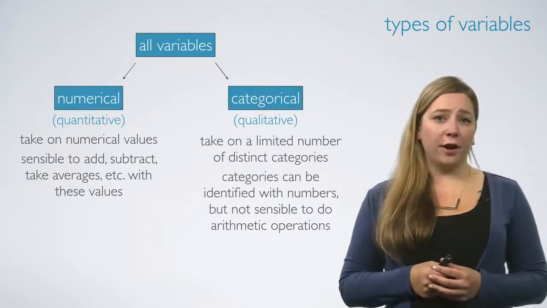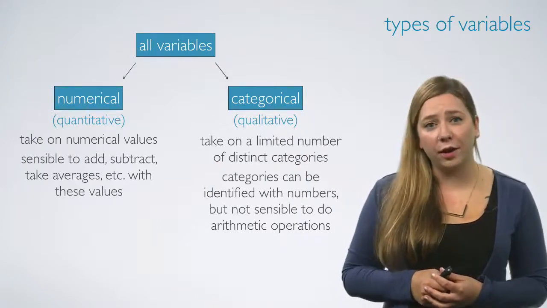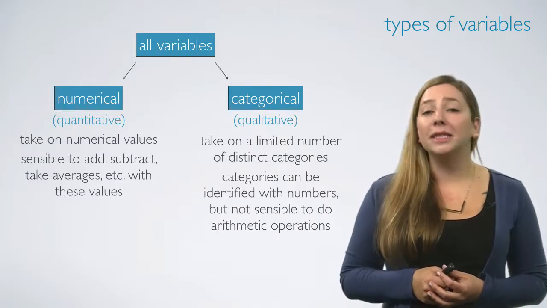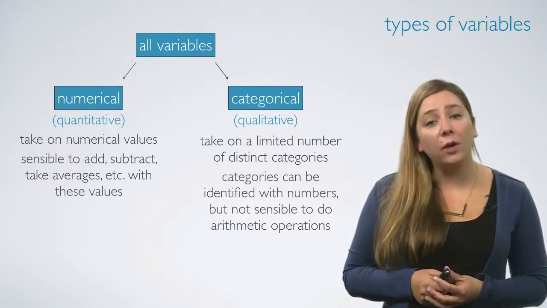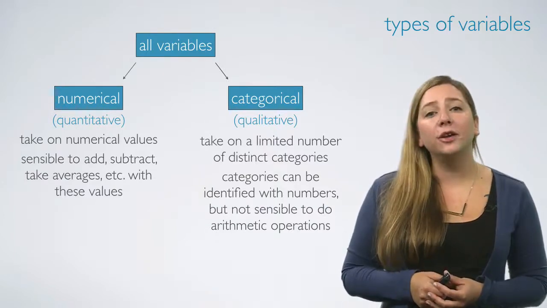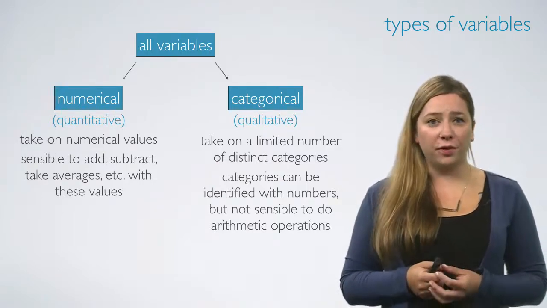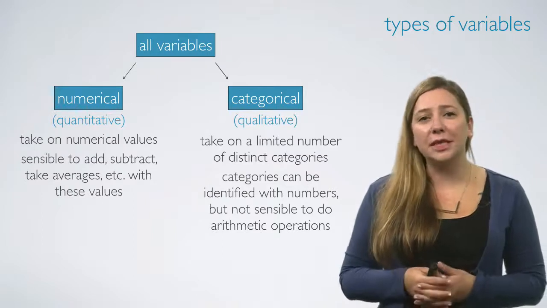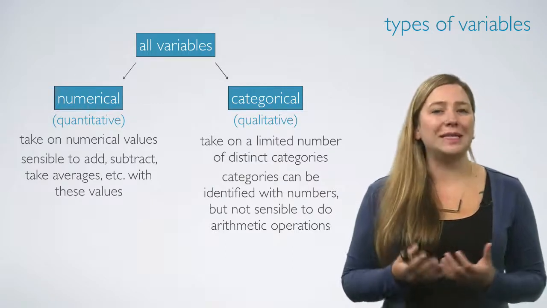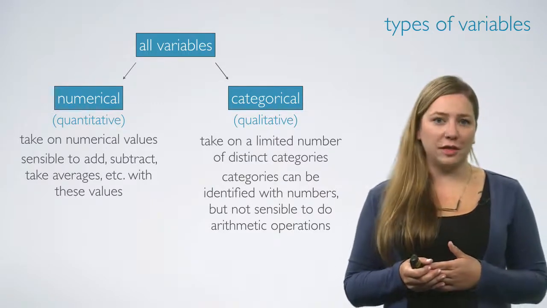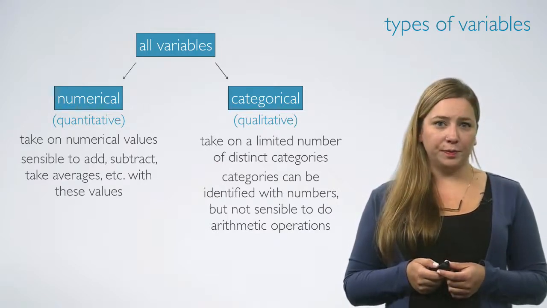There are two types of variables: numerical and categorical. Numerical, in other words quantitative variables, take on numerical values. It is sensible to add, subtract, take averages, etc. with these values. Categorical, or qualitative variables, take on a limited number of distinct categories. These categories can be identified with numbers. For example, it is customary to see the gender variable coded as 0 for males and 1 for females, but it wouldn't be sensible to do arithmetic operations with these values. They are merely placeholders for the levels of the categorical variable.